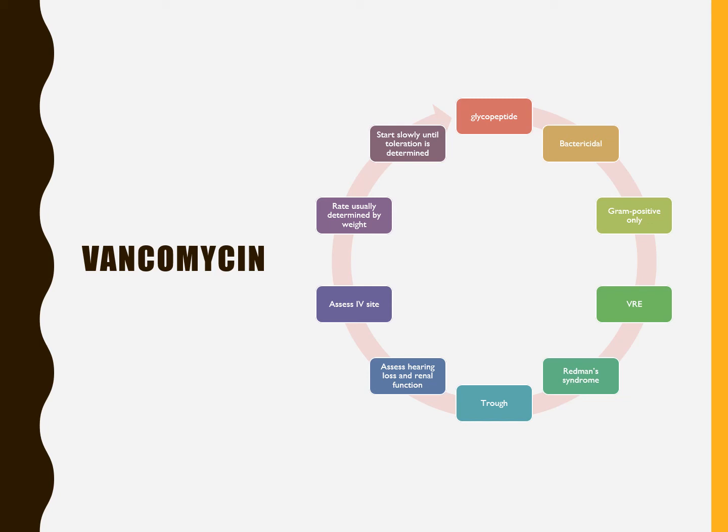It does run slowly. Typically a gram will not run any faster than over an hour. Anything more than that, you could expect this to run for an hour and a half up to 2 hours. We do check the trough, looking for therapeutic levels, because this is a medication that if we're giving too much, it could be harmful, it could be toxic.